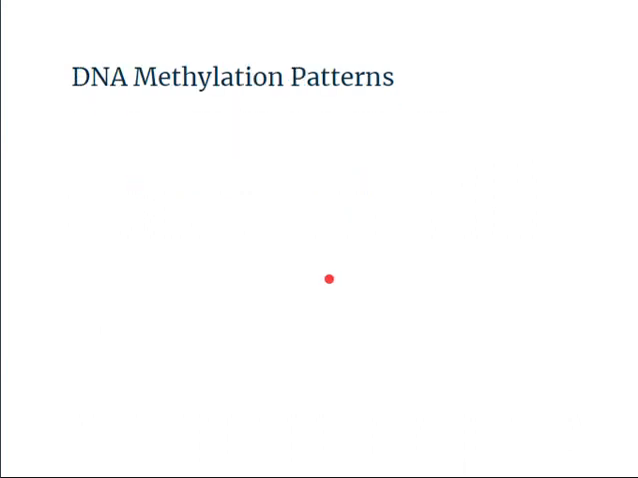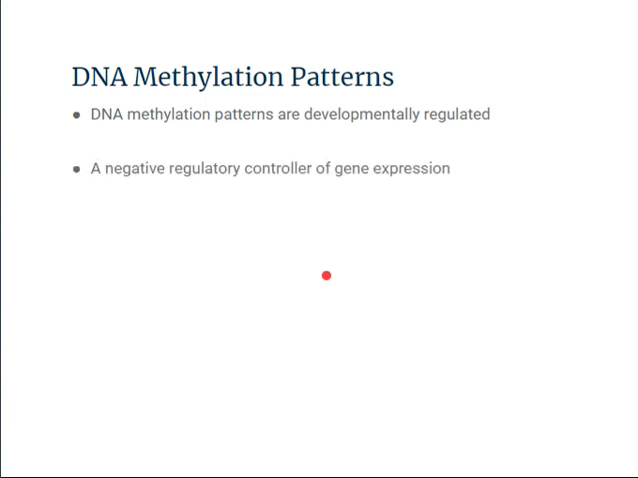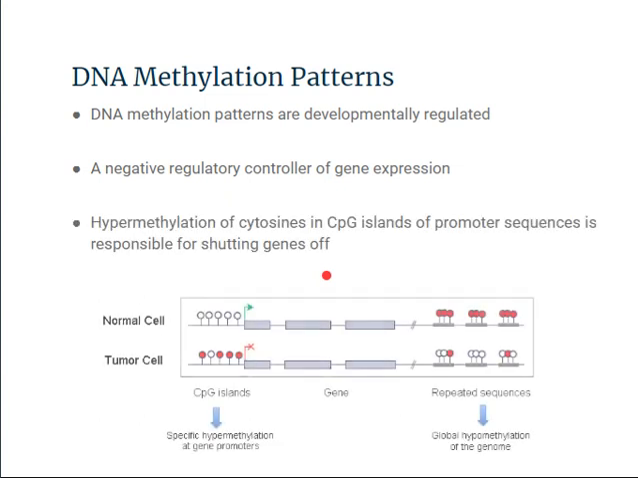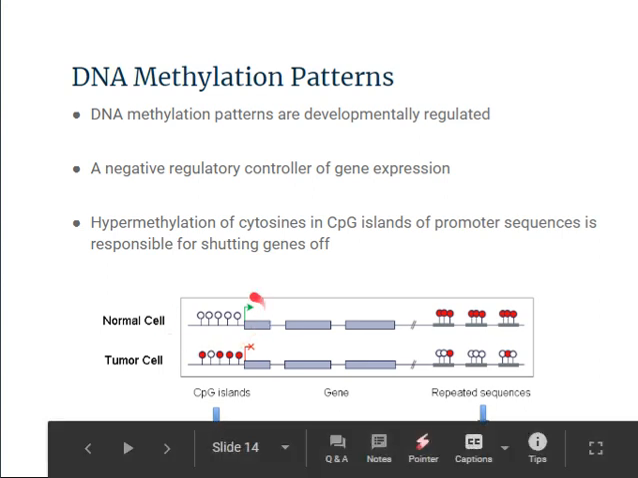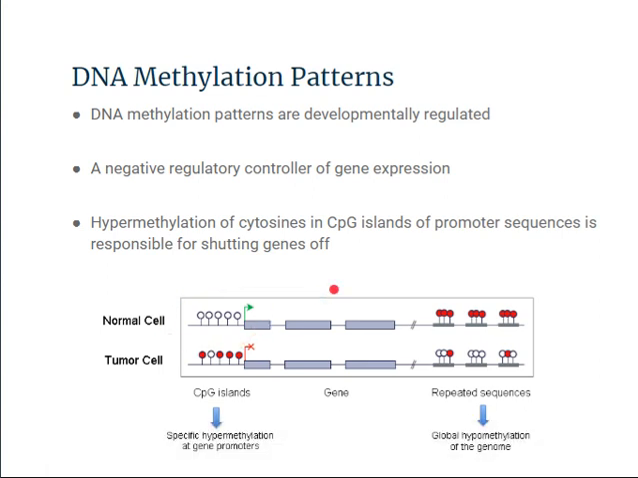Next is the DNA methylation patterns, which frequently change in the tumor. DNA methylation patterns are developmentally regulated, mostly cell type specific. As we know, methylation of the cytosine residues in the CpG islands in the promoter region of various genes is used to suppress gene expression, and the majority of the genes which follow this kind of regulation are tumor suppressor genes. Hypermethylation can result in loss of function of these genes.